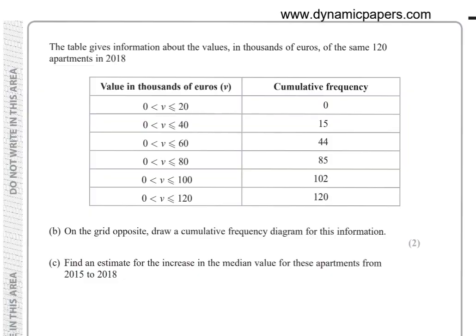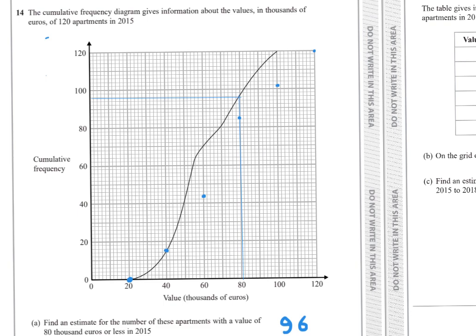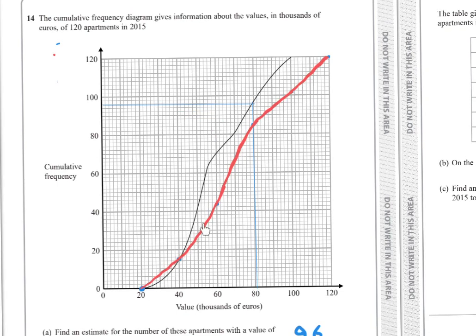Now B, the table gives information about the values in thousands of euros of the same 120 apartments in 2018. On the grid opposite, draw the cumulative frequency diagram for this information. To draw the cumulative frequency, we take the upper bound and the cumulative frequency, so 20 and 0, 40 and 15, 60 and 44, and so on. Now these are the points. You can join them. This is the new cumulative frequency curve.